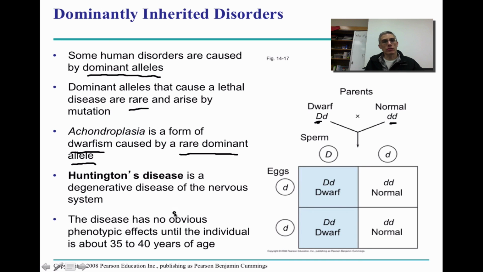Now, Huntington's disease is another good example of a dominantly inherited disorder. This is a degenerative disease of the nervous system. The problem with this disease is it's a bit more common than others, simply because oftentimes we pass this particular dominant allele to our offspring, because the effects of Huntington's typically don't show up till around 35 to 40 years of age, and it is considered a lethal type of disorder, so people die from this.